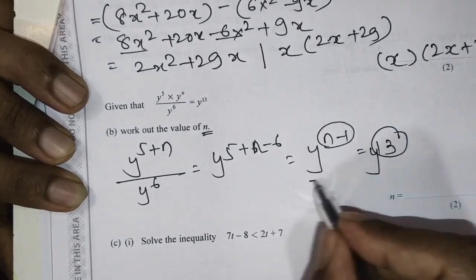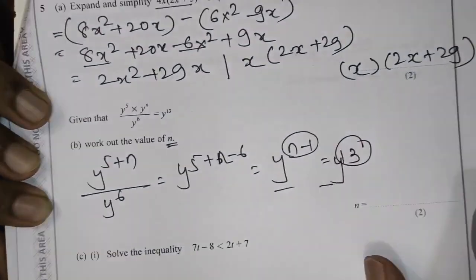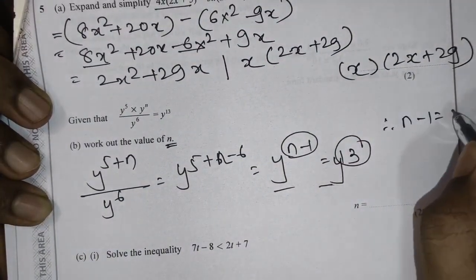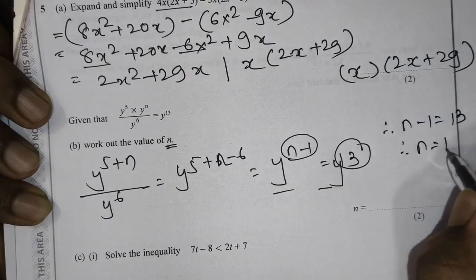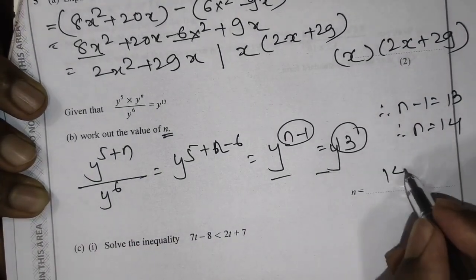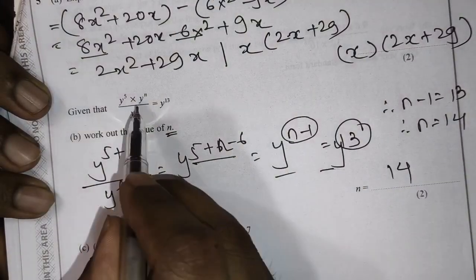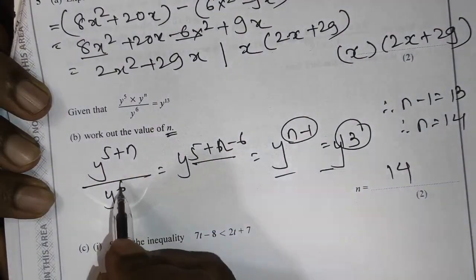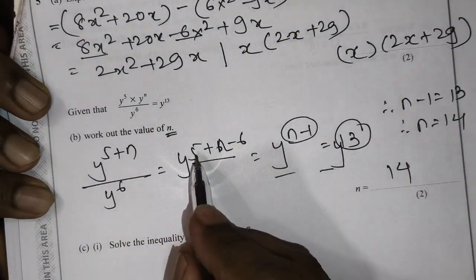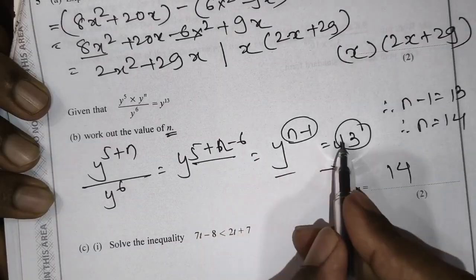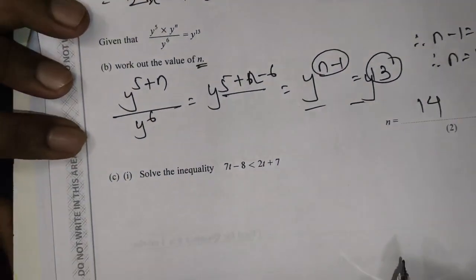So when the bases are equal, indices you can equate. Hence n minus 1 is equal to 13, hence n is equal to 14. So value of n is 14, correct? So always remember 5 plus n because it is multiplication, minus 6 because it is the division, correct? So 5 plus n minus 6 is n minus 1, equate that to 13. Let's go to the next one.